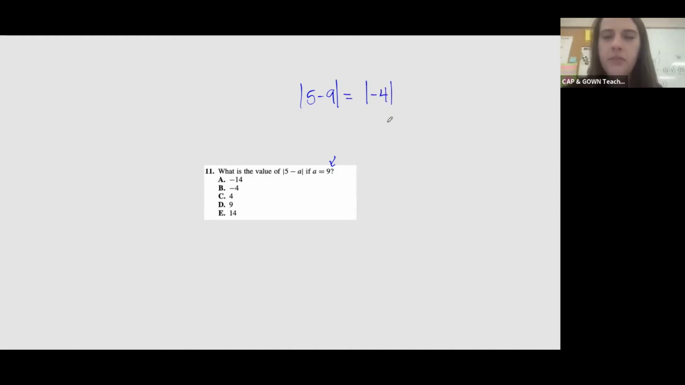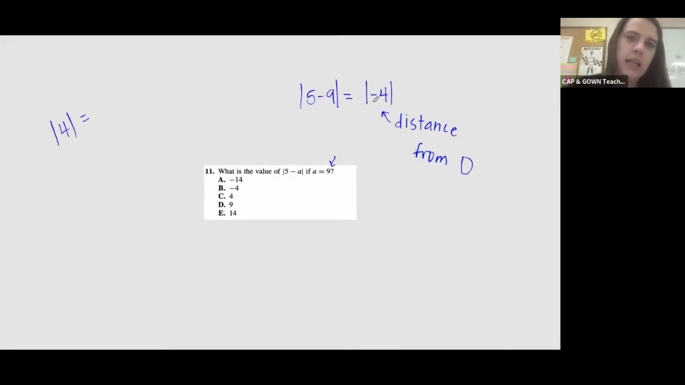Now the absolute value of negative 4, this is your distance from 0. So a little teaching moment here. Even if this had ended up being positive 4, the answer is still 4. It's how far away it is from 0. It's not a sign change.